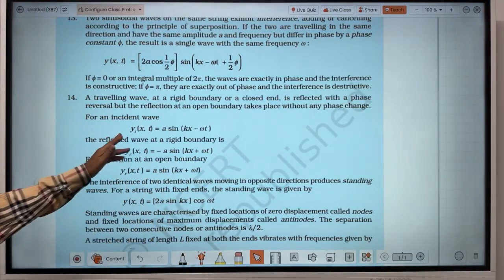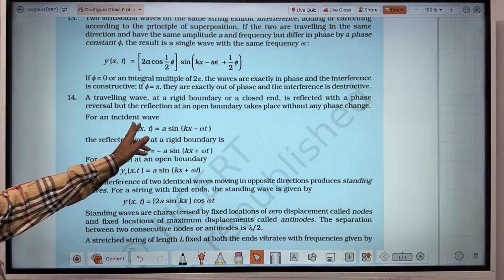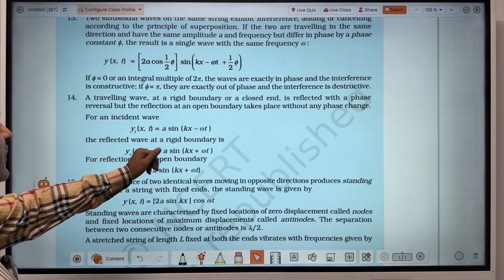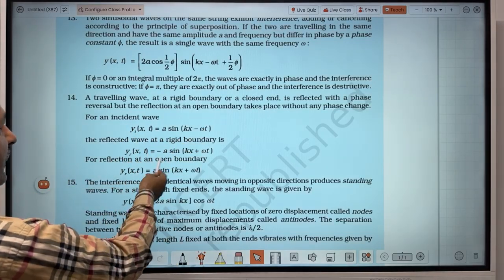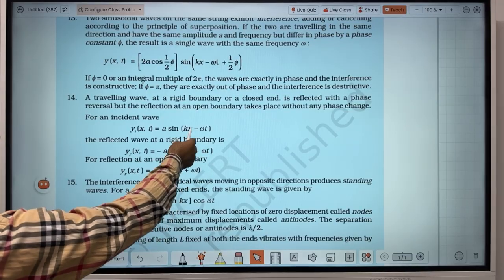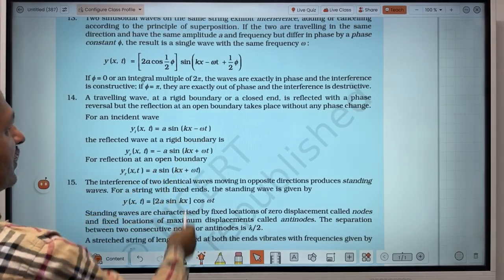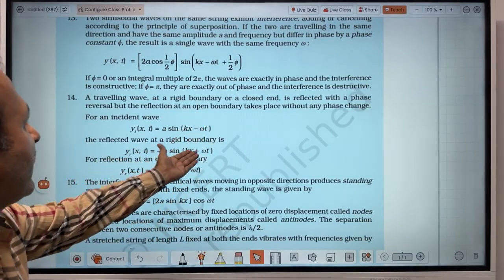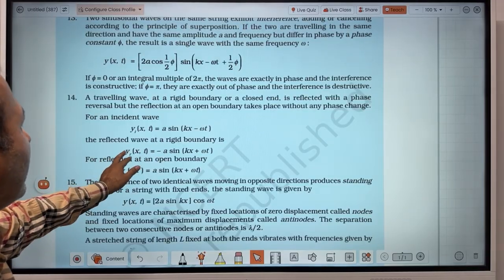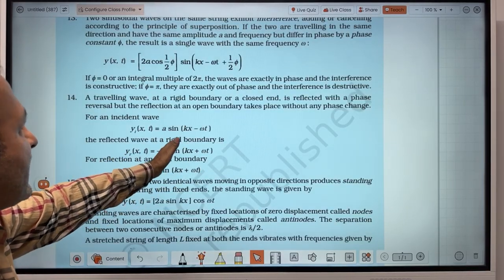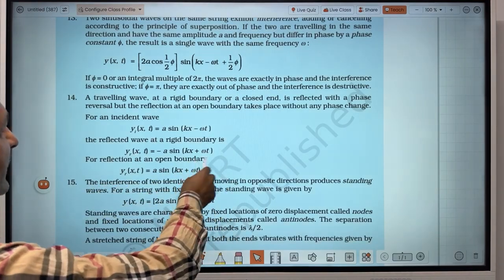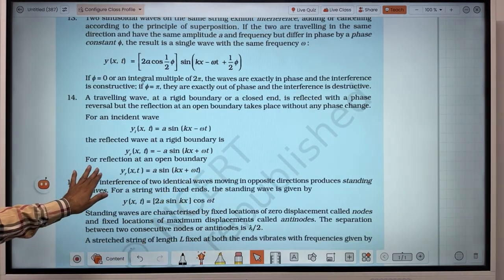For an incident wave, y1(x,t) equal to a sin(kx minus omega t). When it gets reflected from a rigid boundary, addition of pi takes place. So that is why we can write y reflected is minus a sin(kx plus omega t), because sin(pi plus theta) gives minus sin theta.